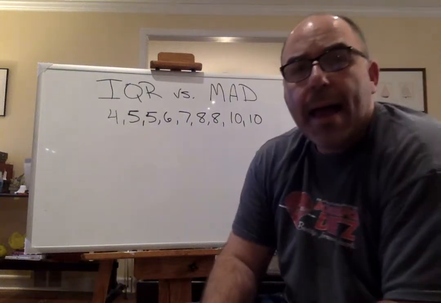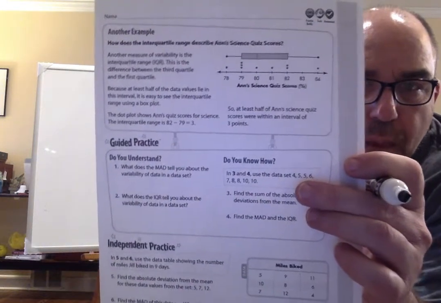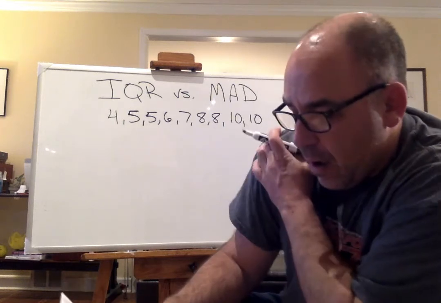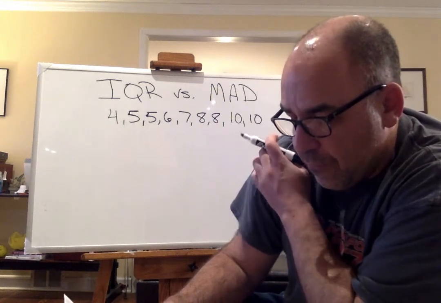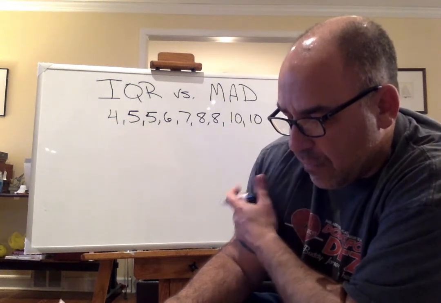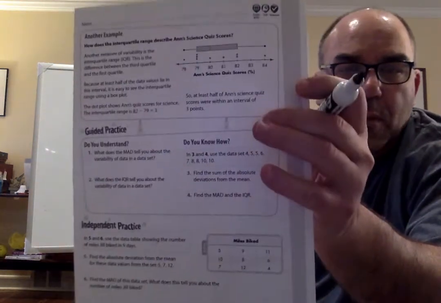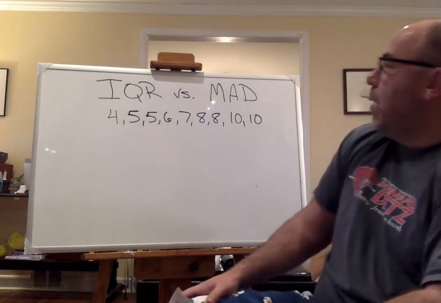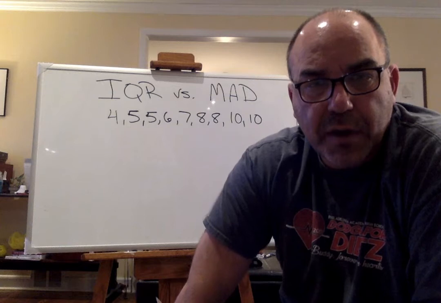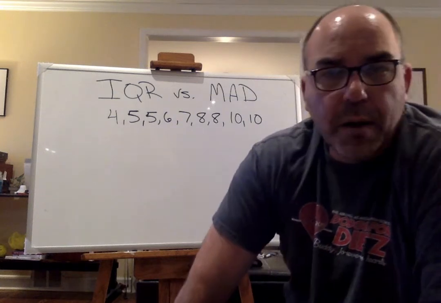Okay, so I am using now the page from the textbook. And from the textbook, I'm using the data set of questions 1, 2, 3, and 4. So now you really are using the data set for questions 3 and 4, but it's in that guided practice where it says, do you know how? Okay. So now what we want to do is we're going to find both the mean absolute deviation and the interquartile range. And now I'm going to show you why we pick one or the other.